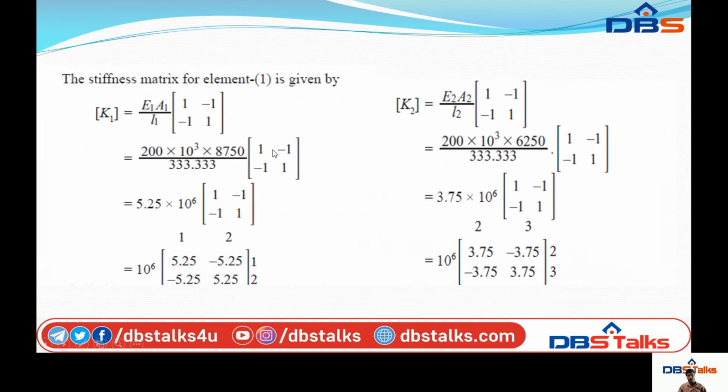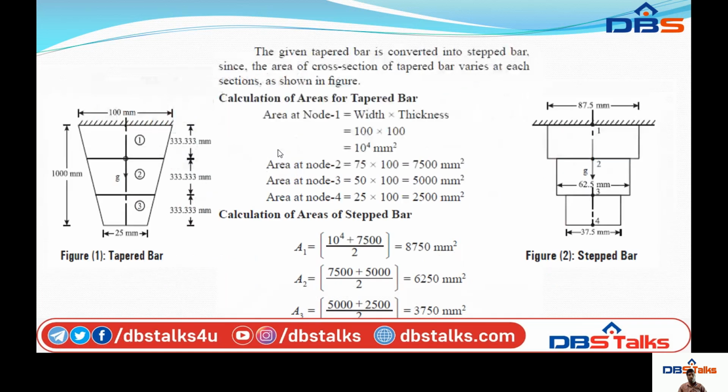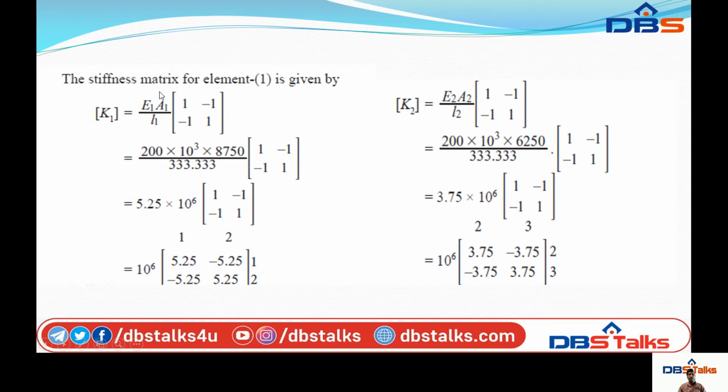Then the first step is the discretization process. The discretization process is completed. After that, calculation of stiffness matrices. Calculation of stiffness matrices for element 1. For element 1, we already know the formula for calculating the stiffness matrix for any element: K equals area times Young's modulus divided by length of the particular element, times the matrix [1 -1; -1 1].